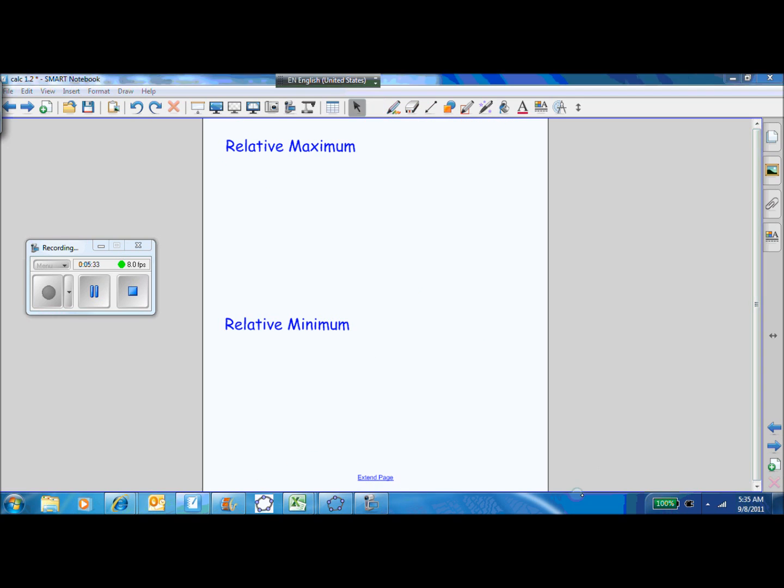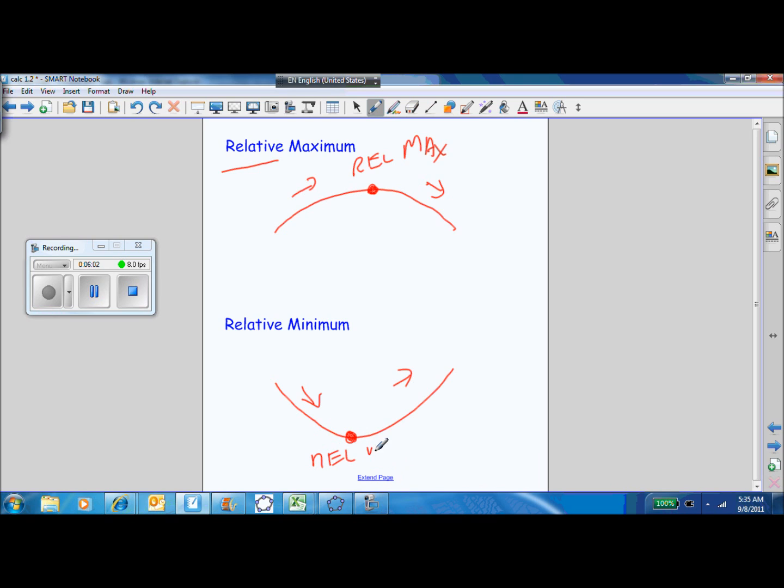Relative max is basically, the key word here is relative. Relative to the other points around it, it is the biggest. So this is an example of a relative max, where we go from increasing to decreasing. And relative min, the other direction, where we go from decreasing to increasing. It is smaller than anything around it, relative min. And we'll get more into the big ideas of absolute max and mins later. But for right now, that's our relative max and min.